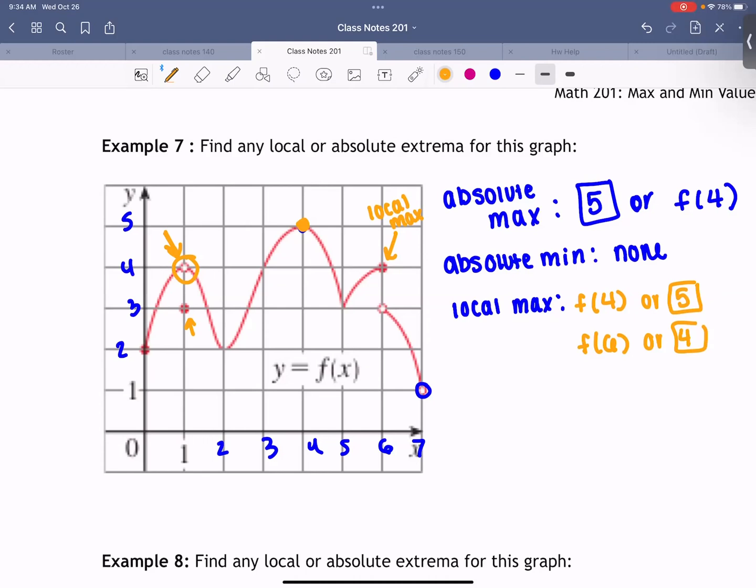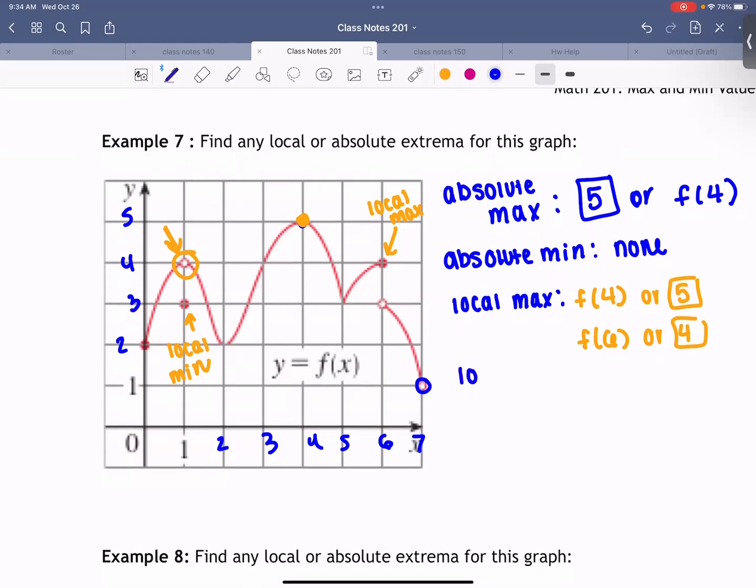A local min, right? This one's a little bit weird, but this is an example of a local minimum because it's lower than all the points around it. And that's kind of the definition that we're using. So we actually just found a local min here. We know that f of 1 or 3 is a local min. A little bit weird, but that's what our textbook uses in terms of local maxes and local mins. Any other local mins?